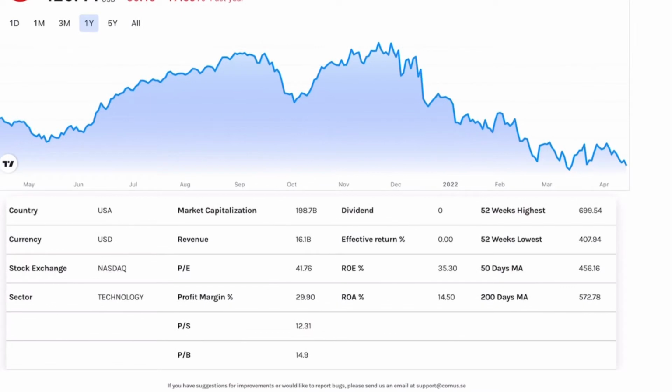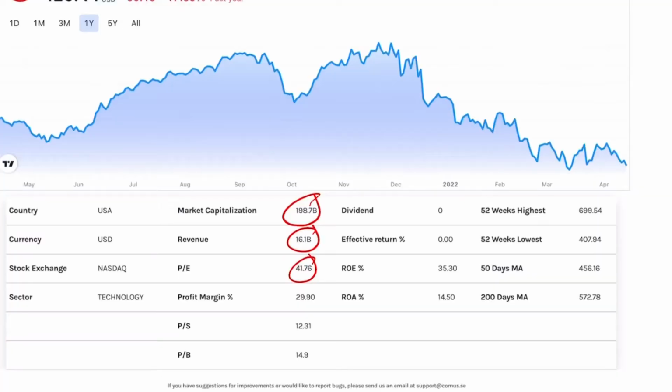So Adobe is traded on NASDAQ and is in the technology sector. If we go down to the screen, we can see that their market capitalization is coming in at $198 billion and the revenues at $16 billion. Now, PE ratio coming in at 41.7. Guys, I like companies with a PE ratio of 20 or below, so 41.7 is too high for me, so that is a no.